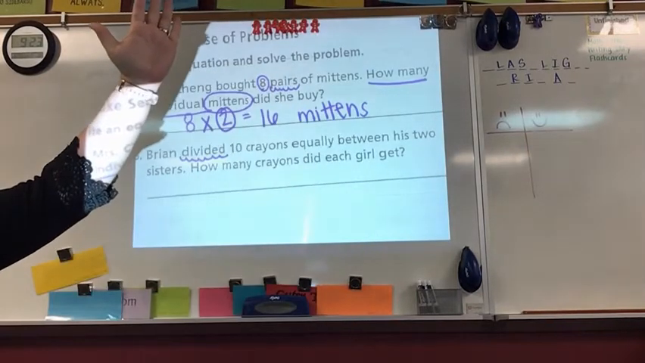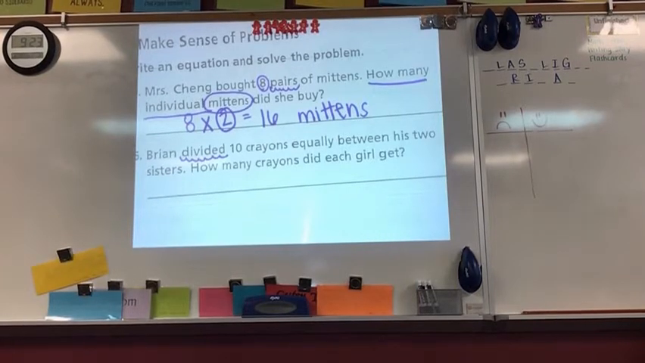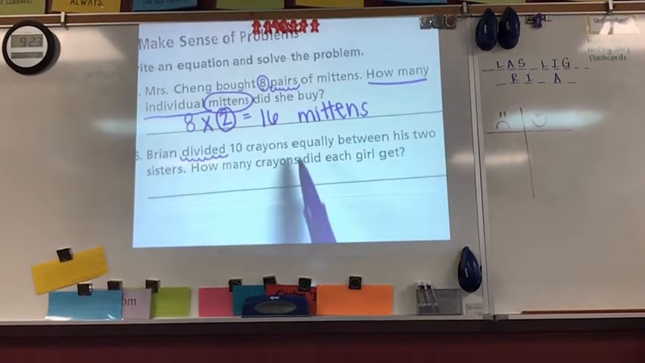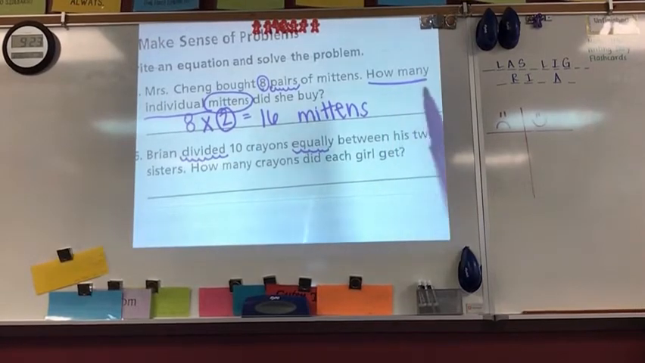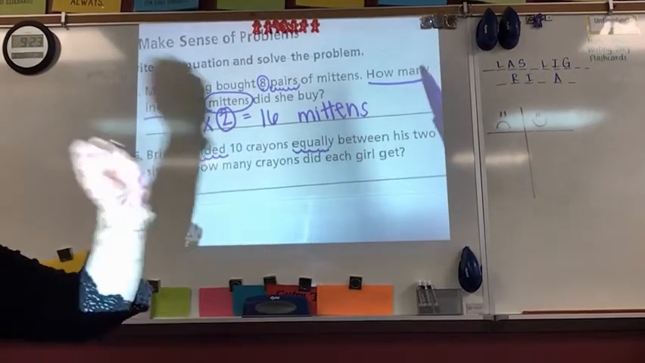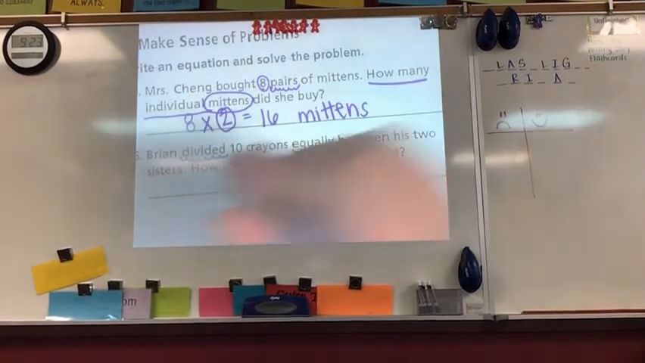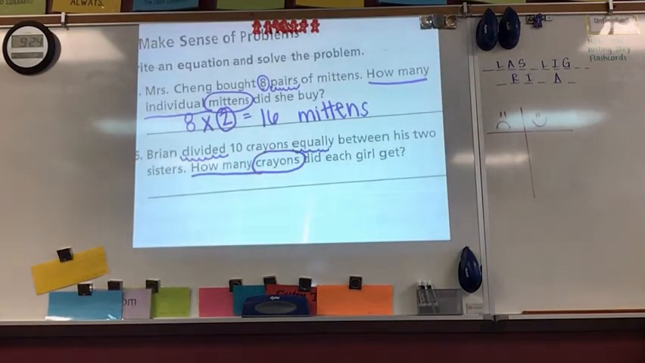Who else got some key information that we should be marking up? Helping us out here, Miss Braylon. Say that again. Oh, she divided them equally. So that means I'm going to probably do some equal shares, right? If I'm dividing it equally, I'm splitting it up equally. What else, Jade? How many crayons? Good. We've got our label. We know what we're talking about. Eli?